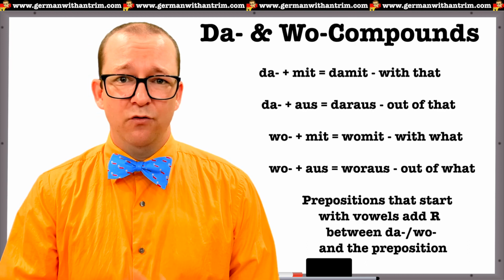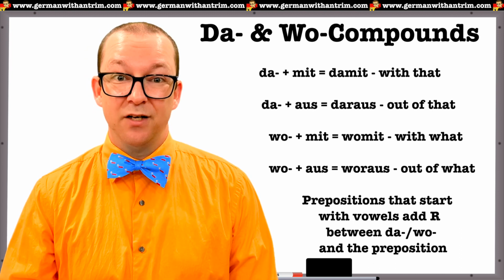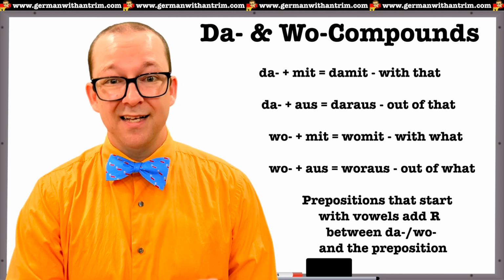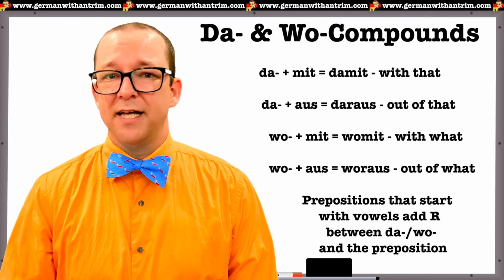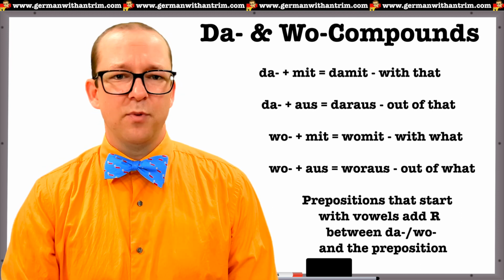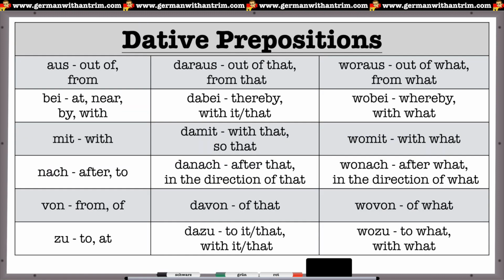Before we get into the da and wo compounds for today, here's a quick reminder of how they work. Take a preposition and add da in front of it to say something like out of that or with that. Add wo instead of da to get something like out of what or with what. In many instances, these words will take on a new translation instead of just the preposition translation plus that or what. If the preposition starts with a vowel, add an R between da or wo and the preposition. On the screen now you will see a list of dative prepositions that can be used with da and wo compounds, and what they mean. With a few exceptions, they are mostly translated as a combination of preposition and that or what.